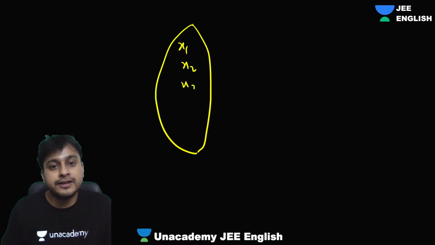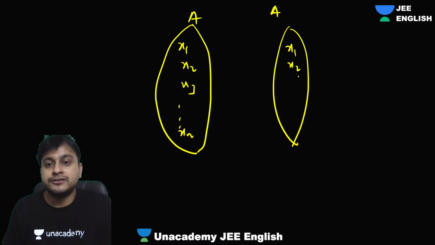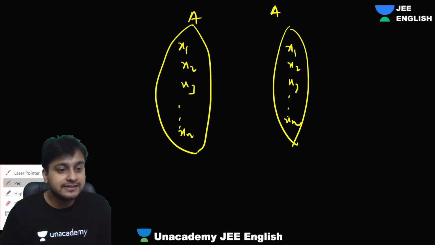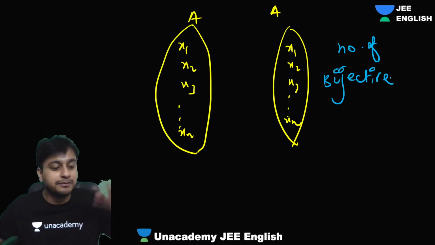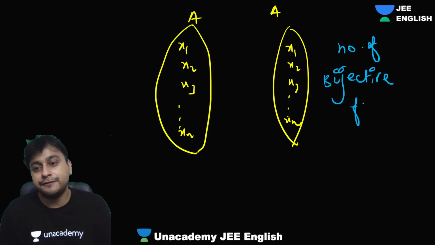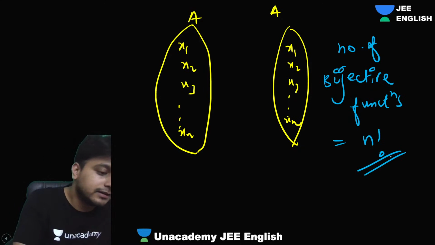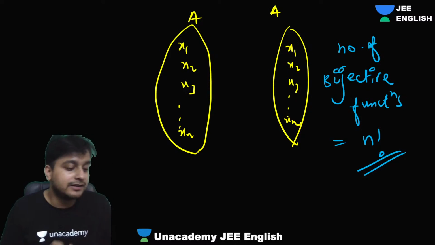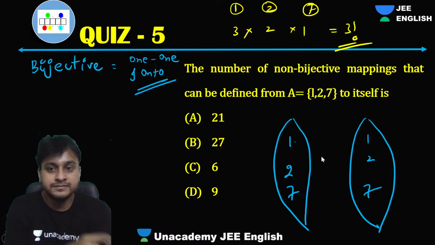So, guys, if a set has n elements, let's suppose x1, x2, x3, and so on till xn, and we are going from the same set A to A, x1, x2, x3, and so on till xn, how many bijective functions can be possible? PNC linked with functions. The number of bijective functions will be equal to n factorial. It will be what, guys? N factorial. So here, 6.